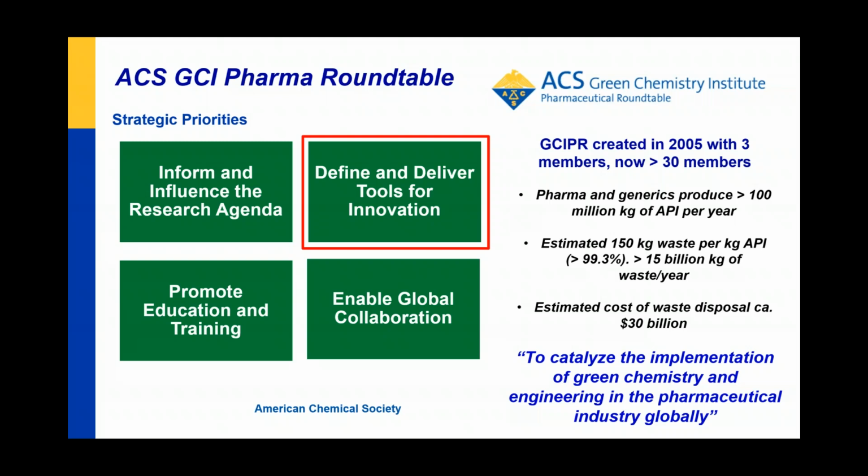On the left-hand side of the slide, the green boxes show the strategic priorities of the Pharmaceutical Roundtable. We aim to inform and influence the research agenda. We aim to promote education and training, and enable global collaboration. As you all know, the pharmaceutical industry collaborates across the world now. We have outreach efforts both in China and India. And what we're here today to talk about is how to define and deliver the tools we use for innovation.